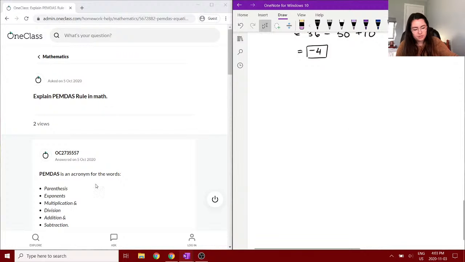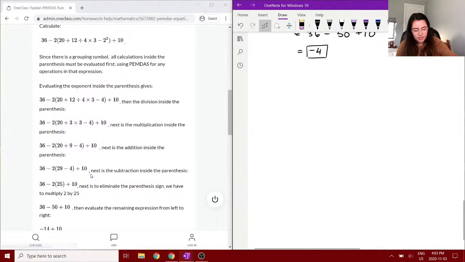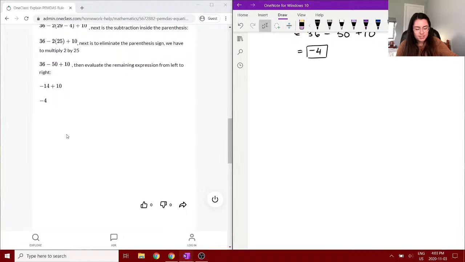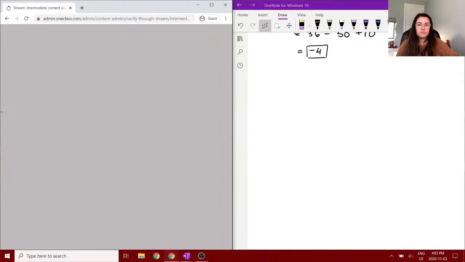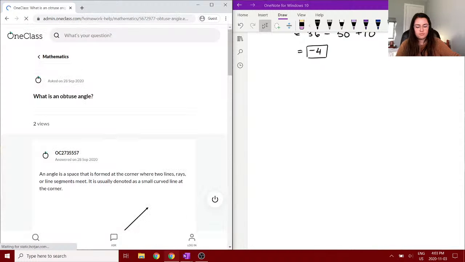I'll go through the solution on this side. And using the same example, they get the same answer. So, good work. The solution is correct. All right, on to question 4.